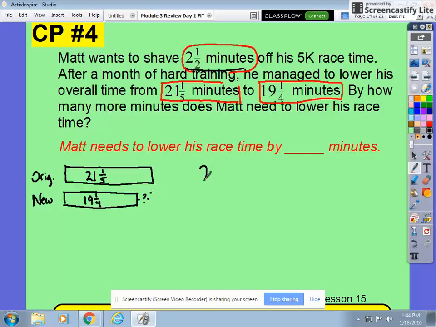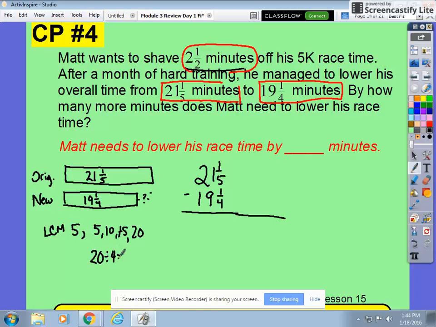So I can subtract 21 1/5 minus 19 1/4. I can't do that because I do not have common denominators. So I am going to use my least common multiple of 5 and 4. I'm going to start counting by 5s, and I have 5, 10, 15, and when I get to 20, I recognize that 20 divided by 4 would give me 5, so 20 is that least common denominator.